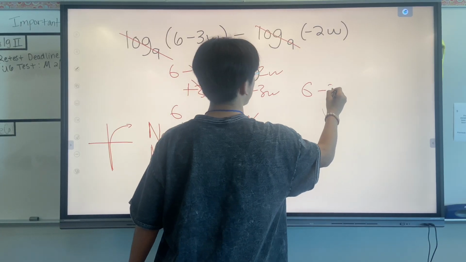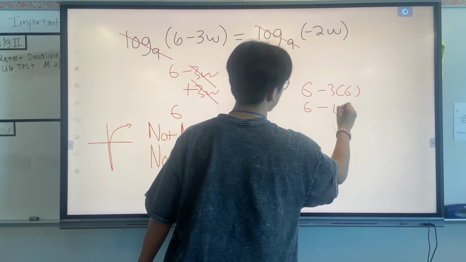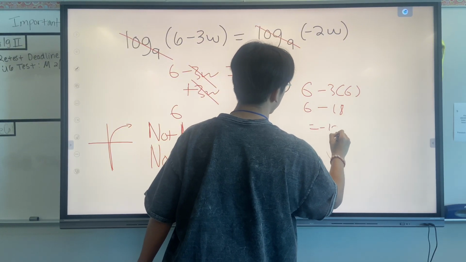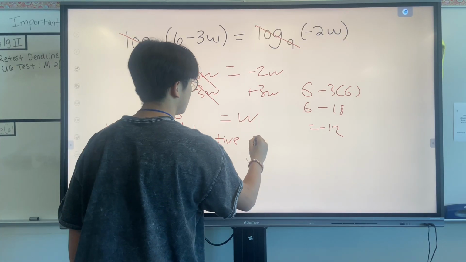So then let's see it. 6 minus 3. This would equal 18. And this equals -12. So 6 would not end up being an answer. So this has no solution.